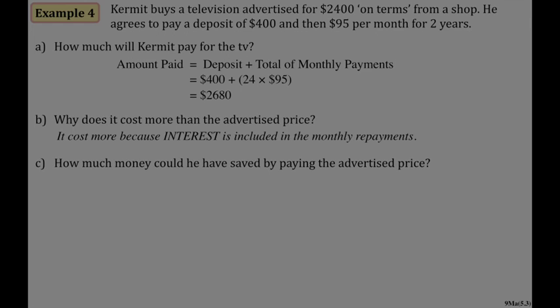How much money could he have saved if he paid the advertised price? Well, he could have paid $2,400, but he didn't have it, did he? Instead, he paid $2,680, so we do $2,680 minus $2,400. He actually paid $280 more than he needed to, but he took out the loan because he obviously didn't have the money up front.